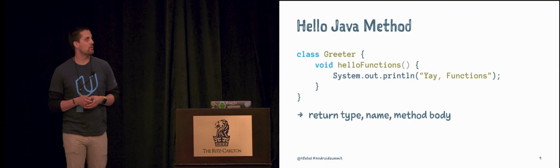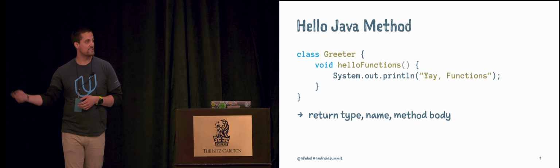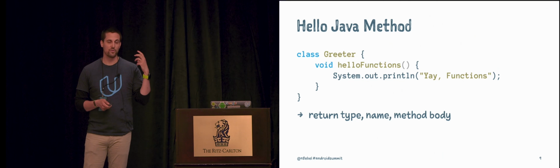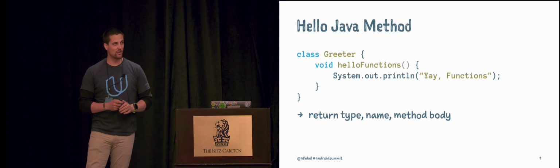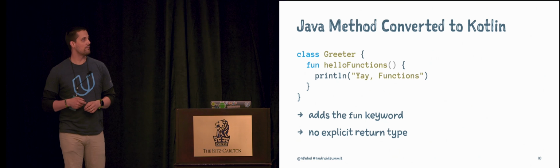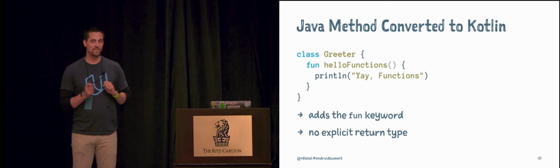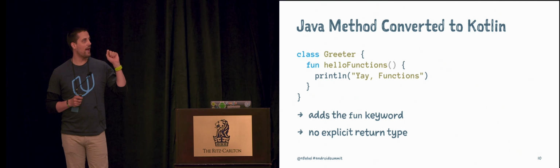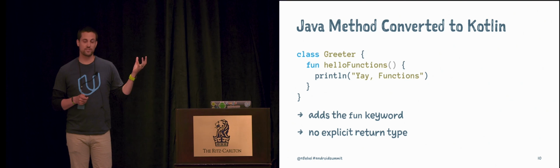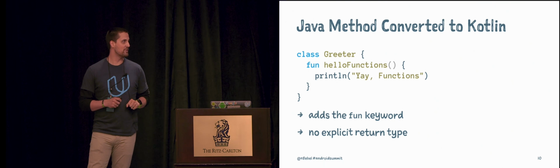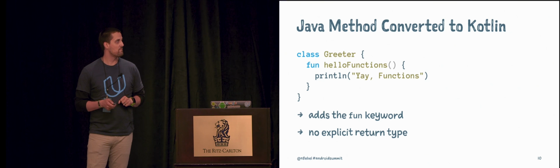Here we have a simple class Greeter with a very simple Java method, helloFunctions, that prints something out. We'll notice we have our return type, we have the name, and we have a method body. Pretty standard, probably no surprises here. If we then convert that to Kotlin, we might end up with something pretty much like this. It looks basically the same, but there are some small differences. We have the fun keyword now, indicating that this is a function. We've lost the return type, which might seem a little disconcerting at first, but bear with me. And that's kind of it. Everything else is basically the same.